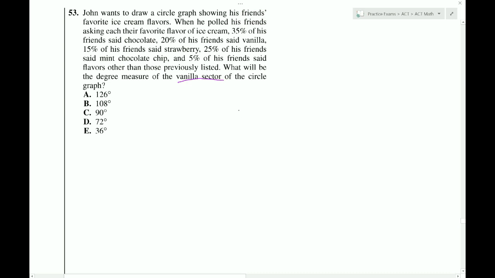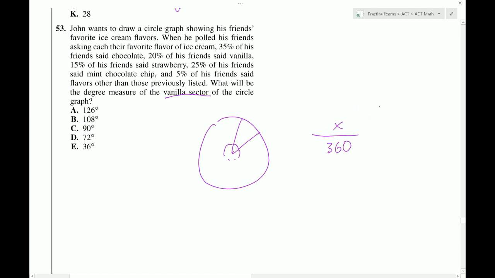Okay. So when we're talking about sectors of a circle, basically it's going to be degree measurement that's out of a total of 360. So it's going to be something out of 360, and percents, of course, are out of 100. So the percent that corresponds with vanilla is 20%. So 20% out of 100 is x out of 360. And then we just have to solve the proportion.